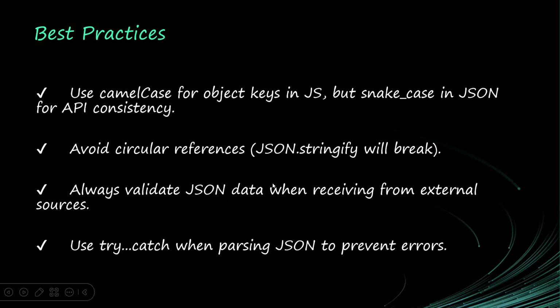Okay, so best practices: use camel case for object keys in JS, but snake case in JSON for API consistency. So when you have the key, use camel case for your object keys, but use snake case for JSON keys, especially for API consistency. Avoid circular references; JSON.stringify will break. Always validate JSON data when receiving from external sources. Use try catch when parsing JSON to prevent errors, okay?